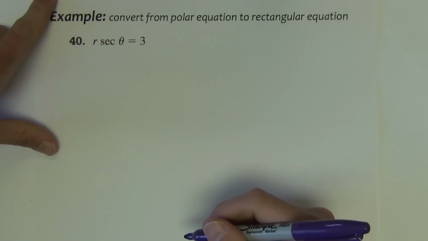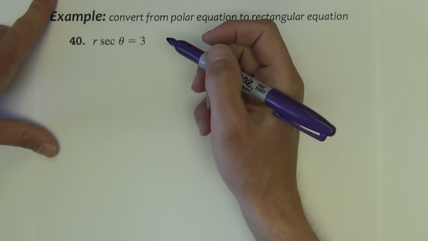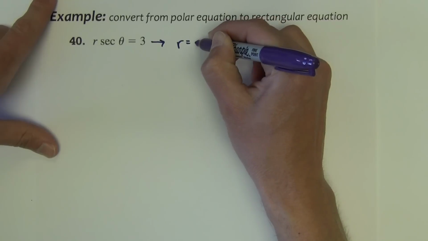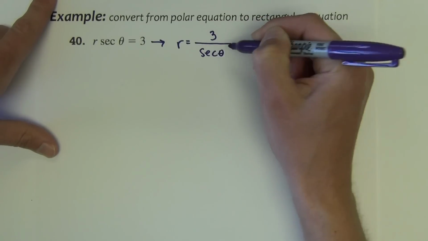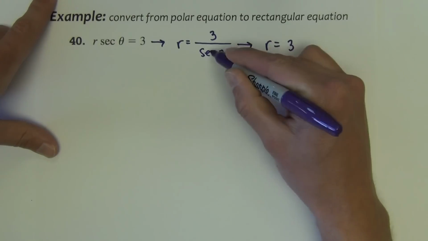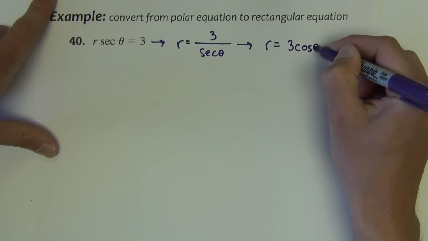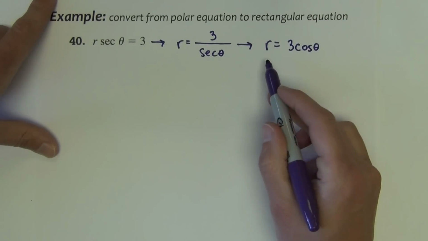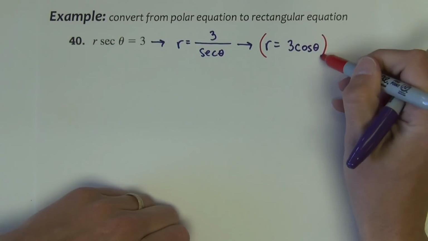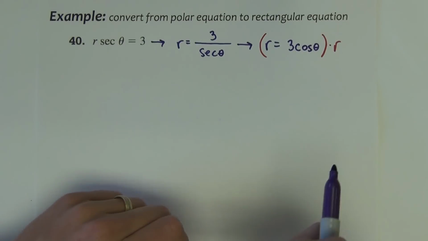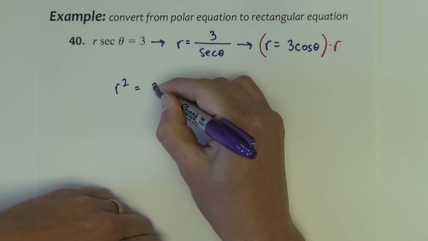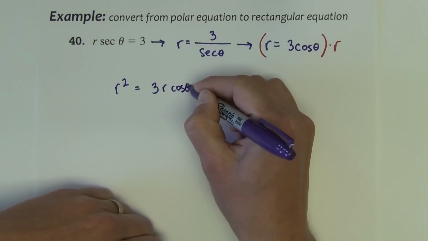Next example is kind of similar to the previous example, but it's not set up r equals, so I could get it to an r equals form if we divide by the secant theta. And we all should know that dividing by secant is the same as multiplying by cosine. So we get here, and now we're going to do the same thing that we did in the last problem. We're going to take this whole thing times r. If I do that, we get r squared equals 3r cosine theta.